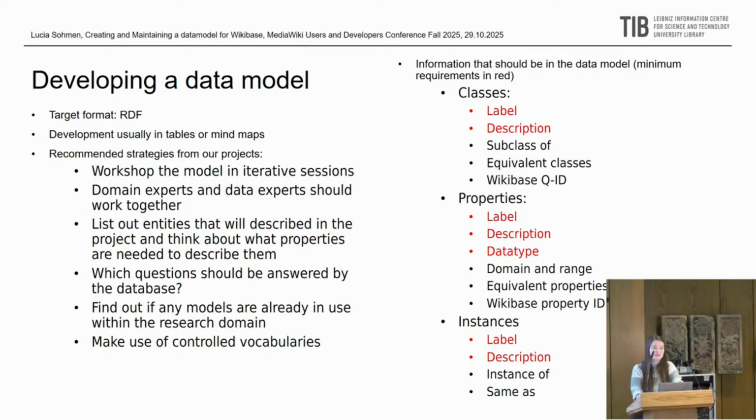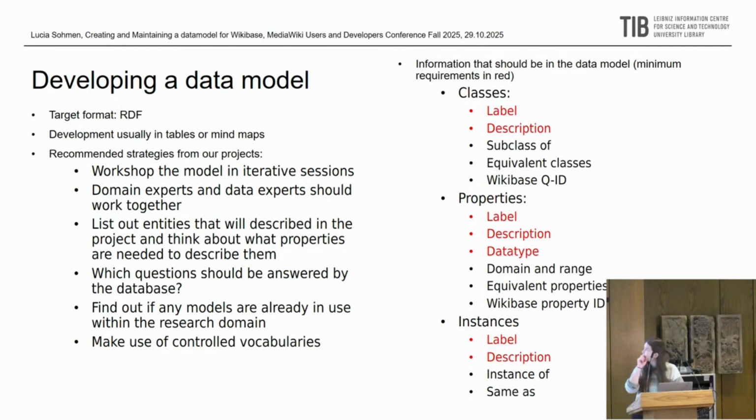And then you should basically think about some things like, what kind of entities do I want to describe? What statements do I want to make? So what properties do I need? Which questions should be answered in general by the database, just so you don't make up a lot of statements that you could theoretically make about something, but it's not actually useful data. And then you can also find out, are there already any data models in use in this research domain? And if there are any controlled vocabularies, it's great to use them, just for linked data reasons and standard compliancy reasons.